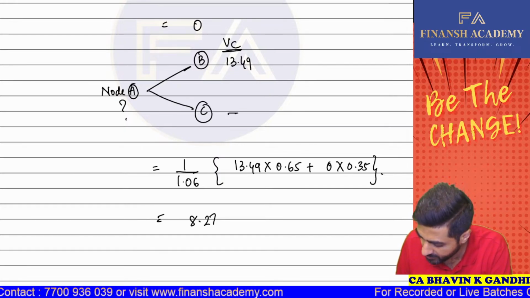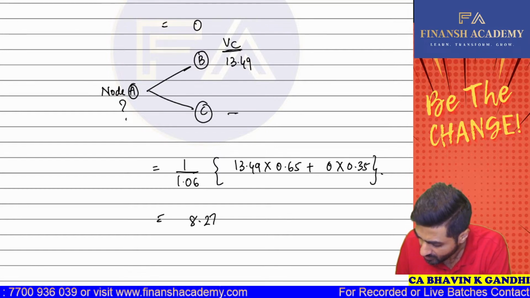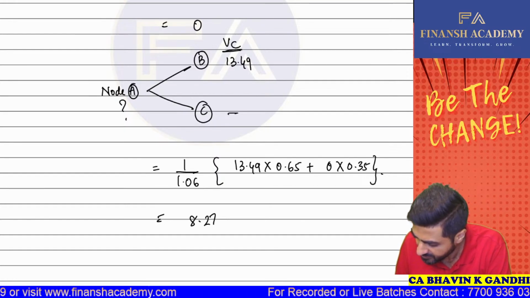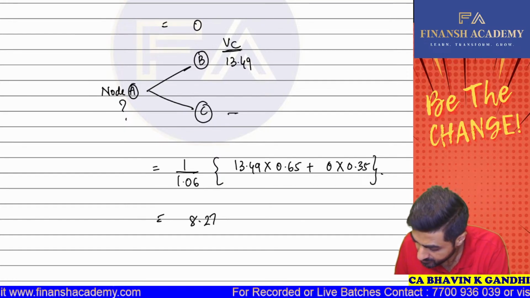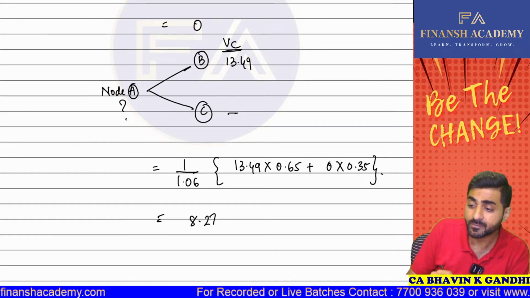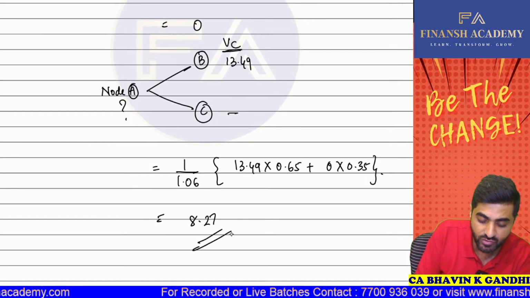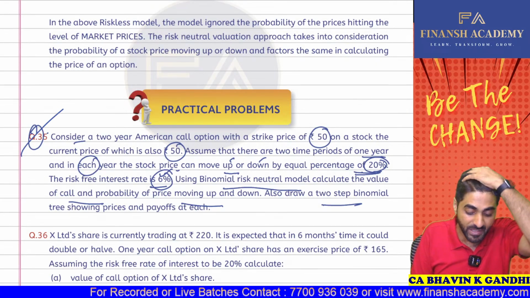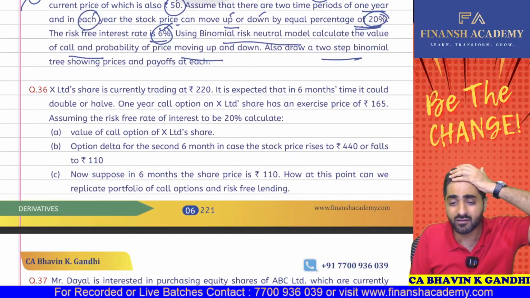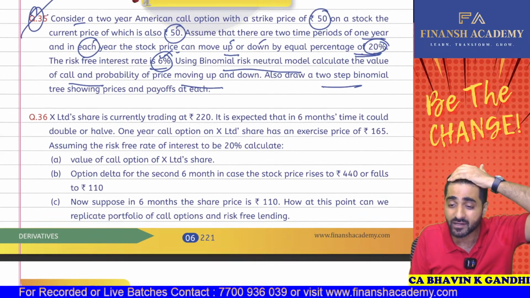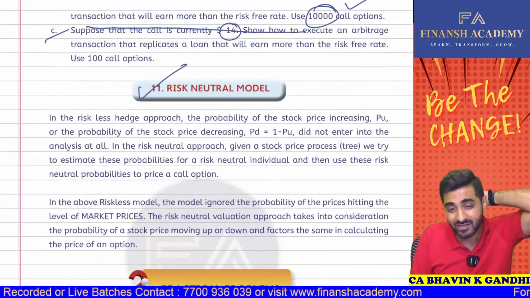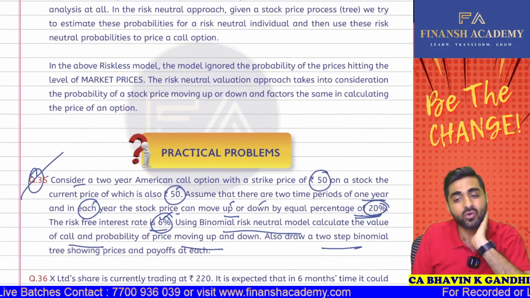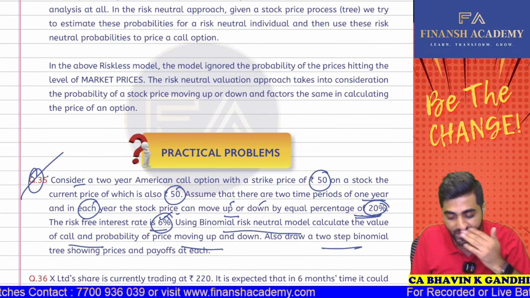The value of the call at node A should be coming as finally 8.27. I hope my dear students have understood this much. Based on this, again, these questions are also based on the same part. As I've taught you arbitrage in the risk-less model, the same concept of arbitrage is going to come in these questions as well. So it will be very convenient for you to solve this particular part.